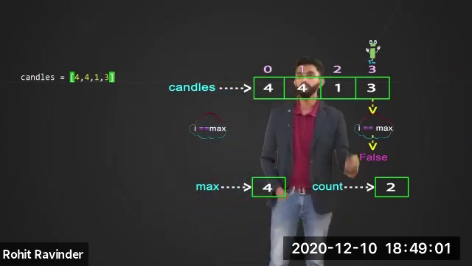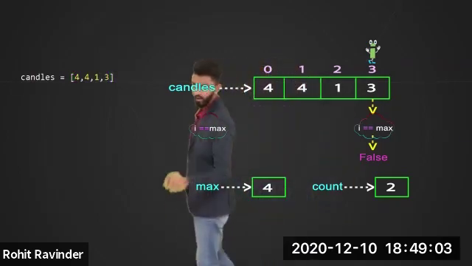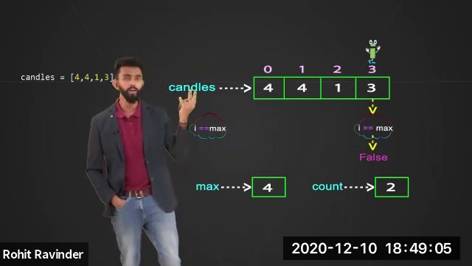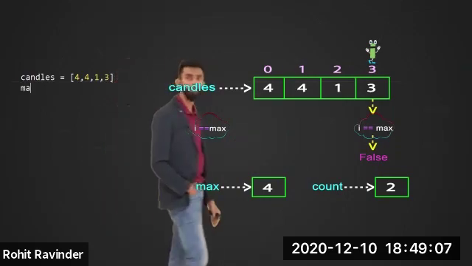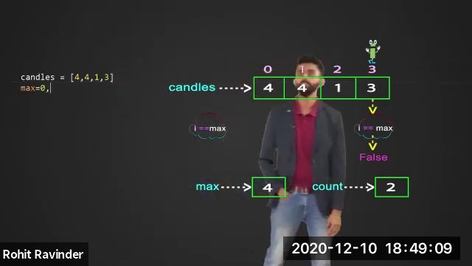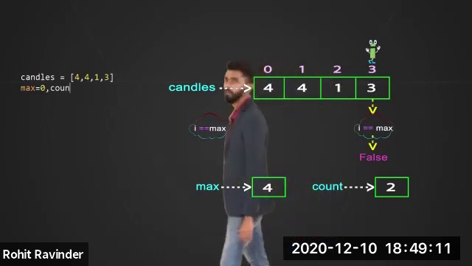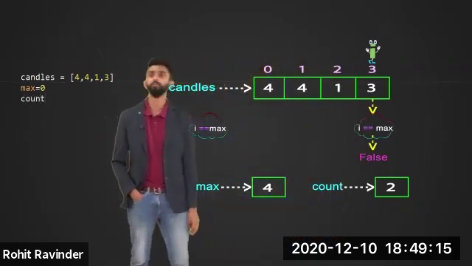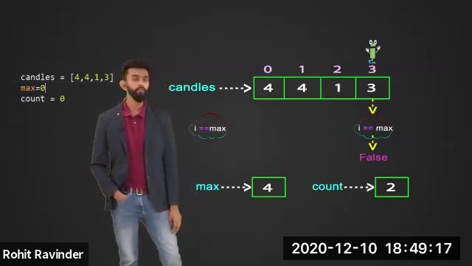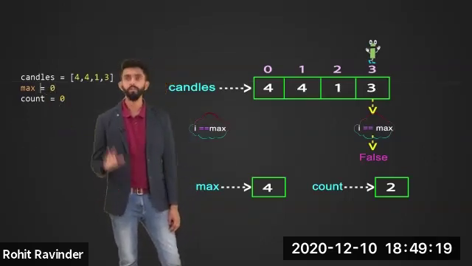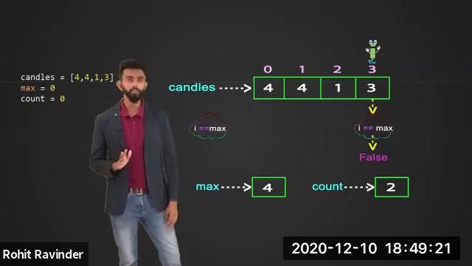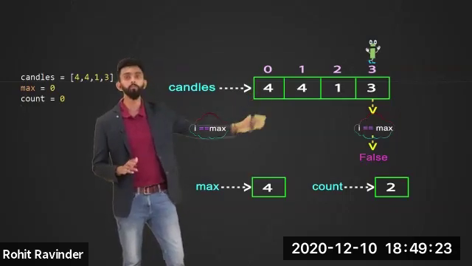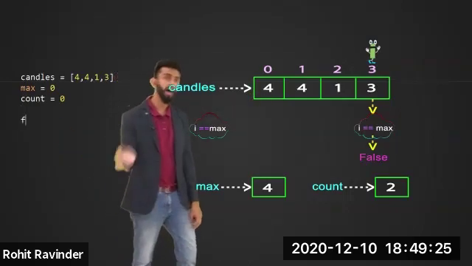Great. Next, I want a variable called max and I want a variable called count. Both are initially 0. So I will write max equal to 0, count equal to 0. Next line you do it. Any confusion till here? There also, leave space. Now, next what I'm going to do is, I'll run a for loop on my candles list. So I'll write for I in candles.